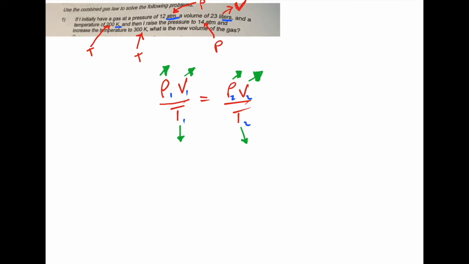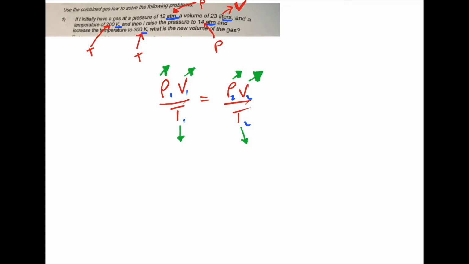Since this problem involves going from one situation to a new situation, we're going to use the combined gas law. All right, so that's going to be P1 V1 over T1 equals P2 V2 over T2. Make sure that when you're doing these gas law problems that you have consistency in your units. So see, we have atmospheres, liters, and Kelvin. And in this particular problem, we're solving for volume, so that'll end up being in liters.